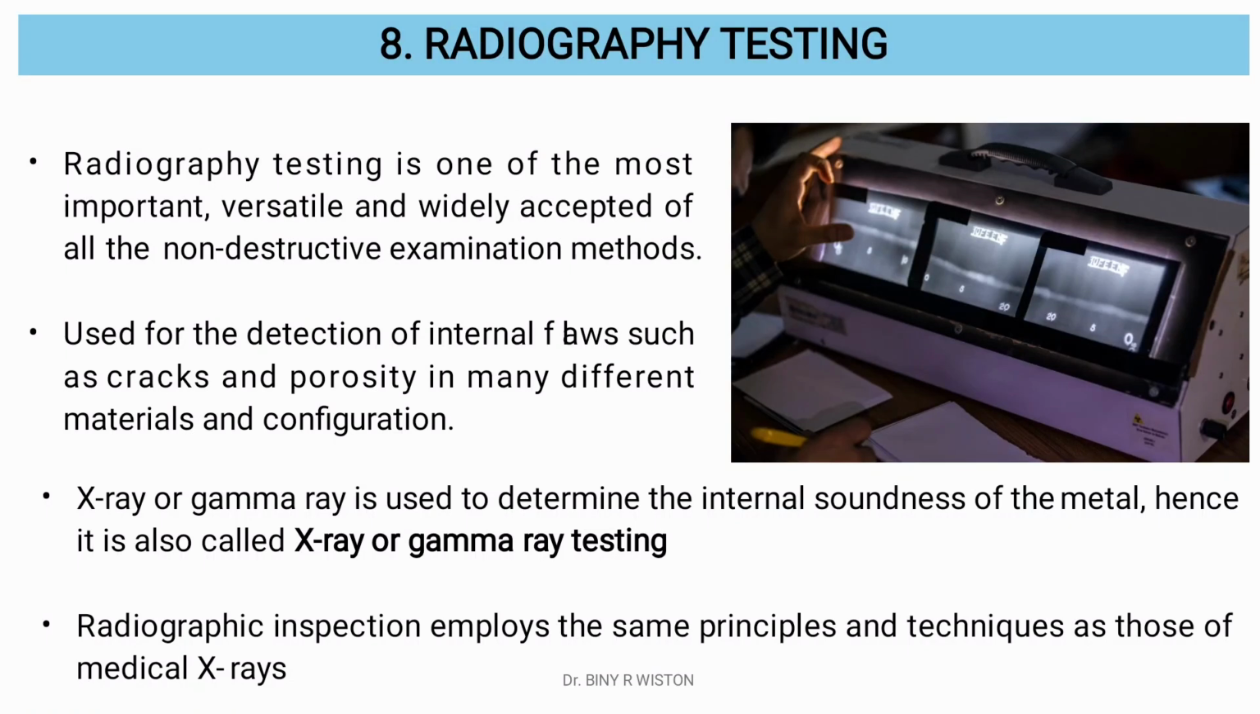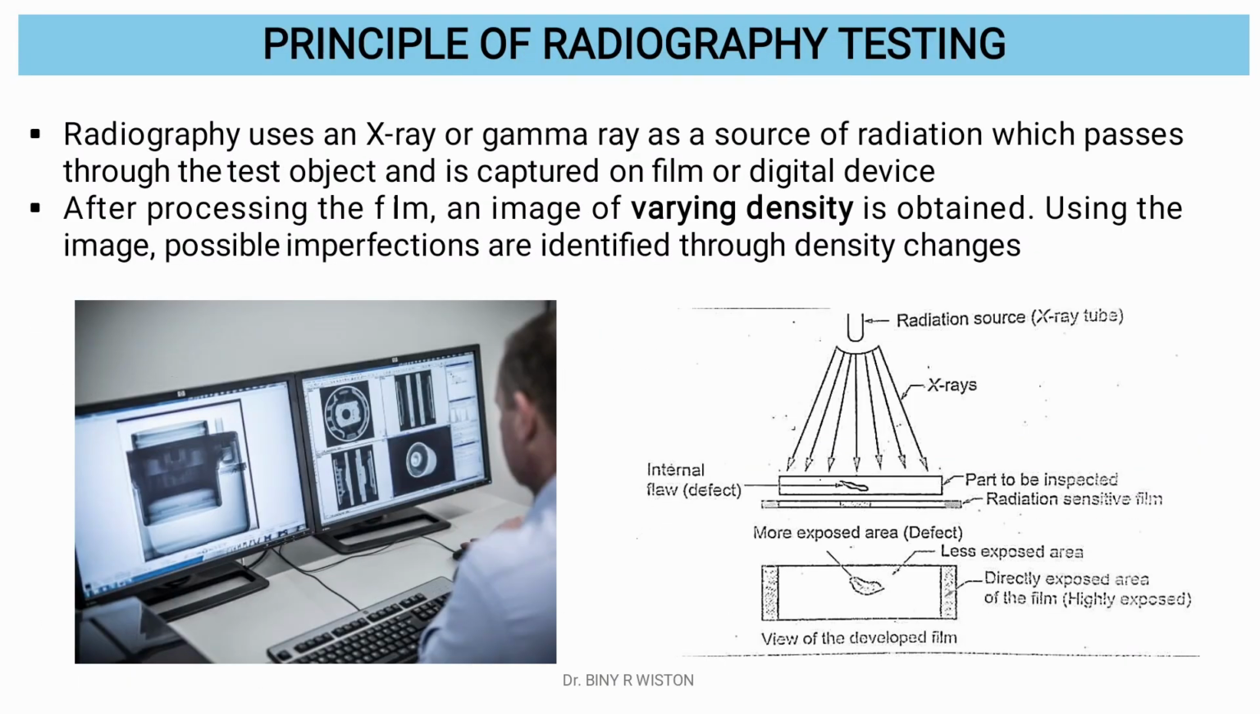The principle involved in radiography is difference in density. The metal surrounding the defect is denser and hence shows up lighter than the flaws on an X-ray film. The principle of radiography is similar to the way bones and teeth show up lighter than the rest of the body in X-ray films. Radiography inspection employs the same principle and equipment as those of medical X-rays.